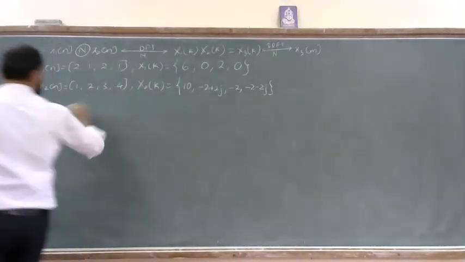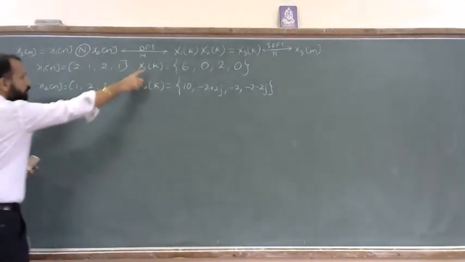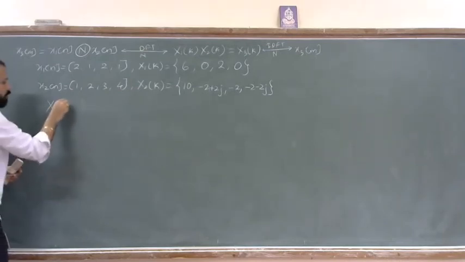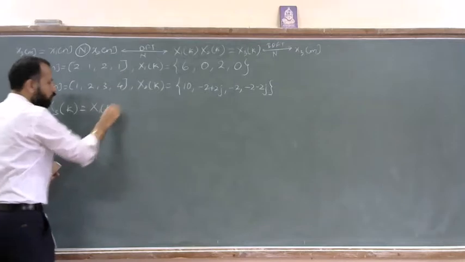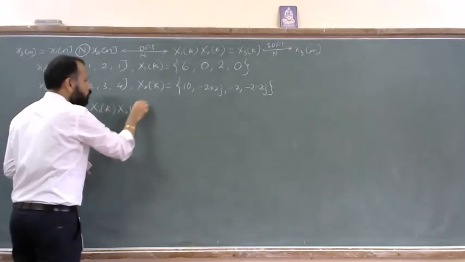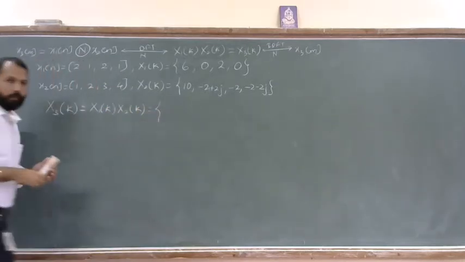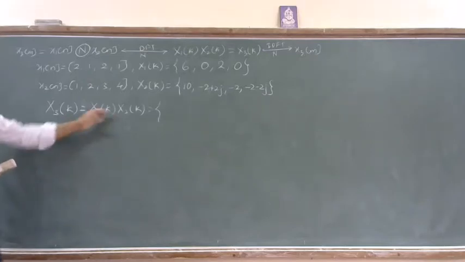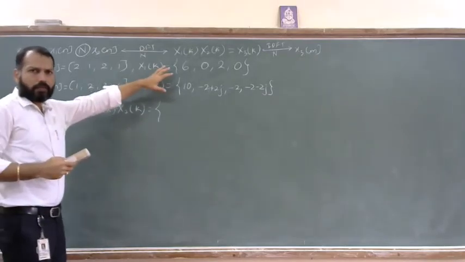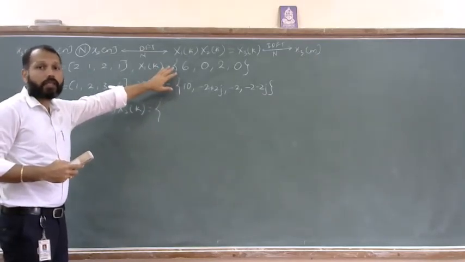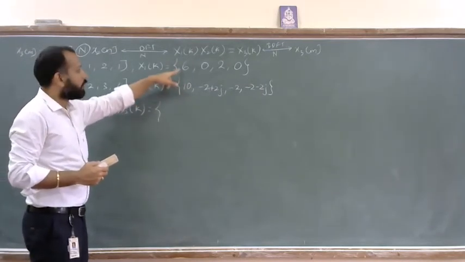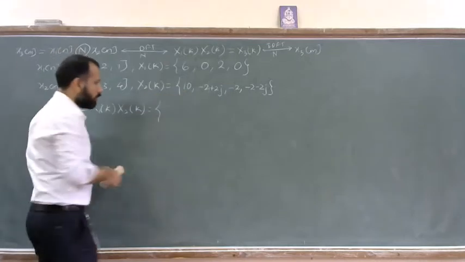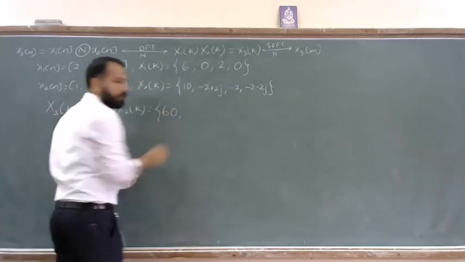Okay. Now multiply these two DFTs so that you will get X3 of k, which will be the product of X1 of k and X2 of k. Now multiply the corresponding samples in these two DFTs. So the first DFT point in both will be multiplied. That is 10 into 6, it will be equal to 60.